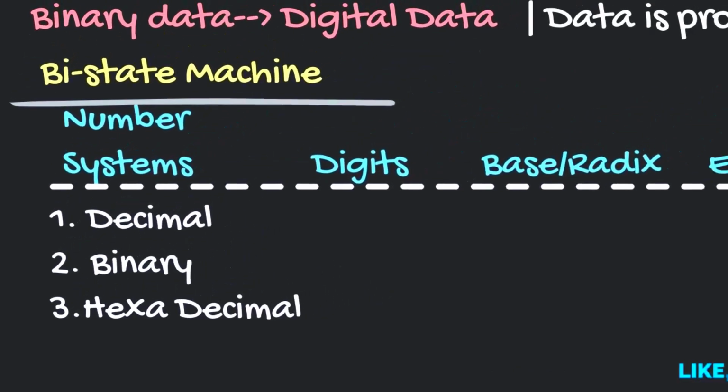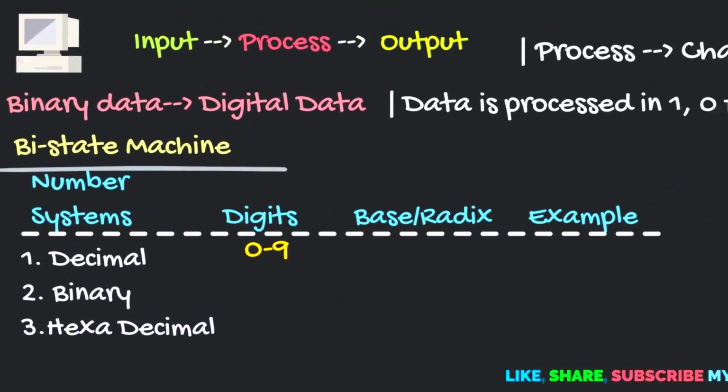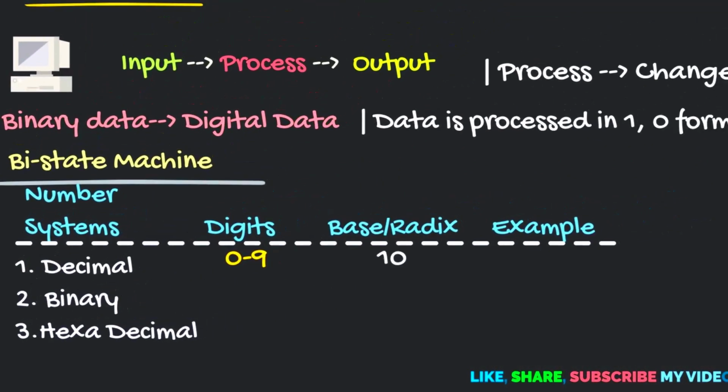The decimal ordinary number system has 0 to 9, 10 digits available to represent data, so its base or radix is 10. Its example may be any combination of 0 to 9 digits. A binary number system has only 2 digits, 1 and 0. Its base is 2 and its example may be any combination of 1 and 0. The computer presents and processes data in binary form.